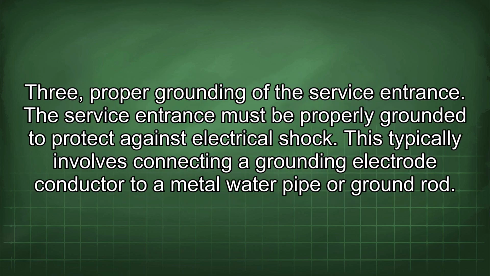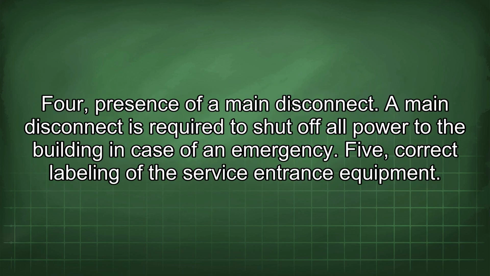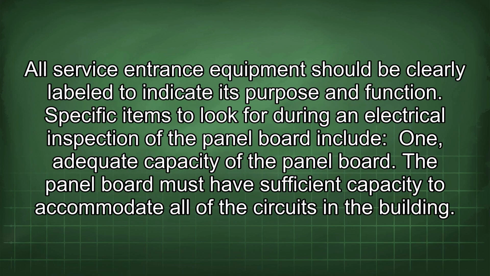3. Proper grounding of the service entrance. The service entrance must be properly grounded to protect against electrical shock. This typically involves connecting a grounding electrode conductor to a metal water pipe or ground rod. 4. Presence of a main disconnect. A main disconnect is required to shut off all power to the building in case of an emergency. 5. Correct labeling of the service entrance equipment. All service entrance equipment should be clearly labeled to indicate its purpose and function.